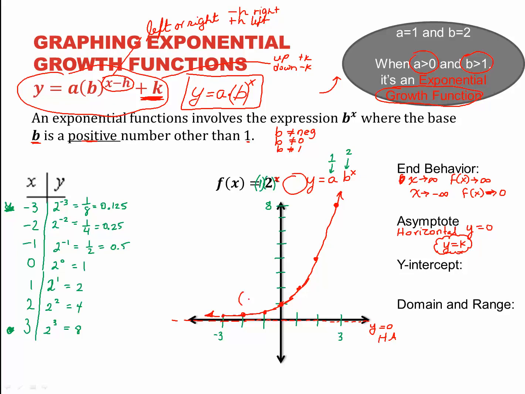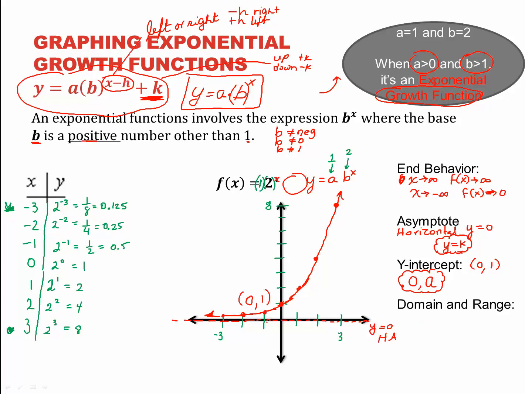Y-intercept, well, this is going through 0, 1. And for our purposes, it's going to go through 0, whatever the a value is. And if you'll notice, in our case, the a value happens to be 1. So that's why it goes through 0, 1. Domain and range.